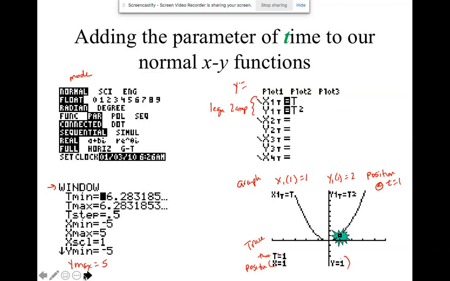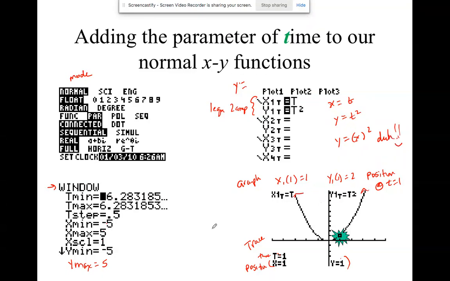That's just my parabola. This is a prerequisite skill, right? If you got rid of the parameter, if you have x equals t and y equals t squared, get rid of the parameter. t is equal to x, therefore y is equal to x squared. Duh.